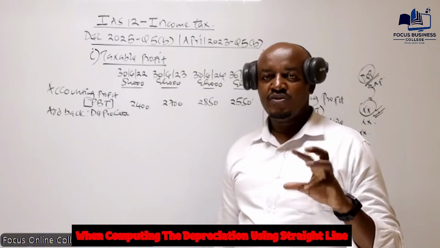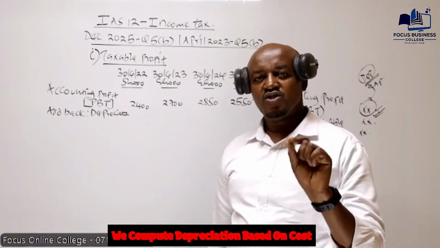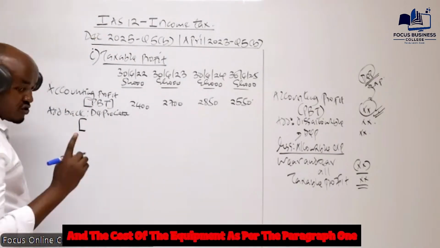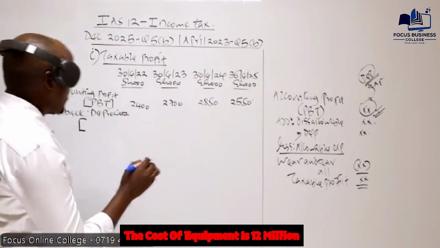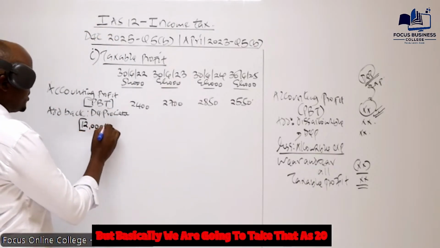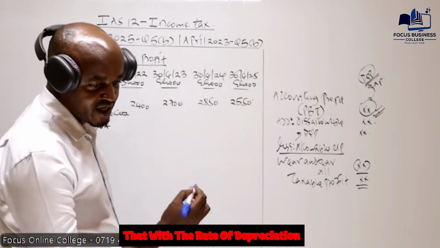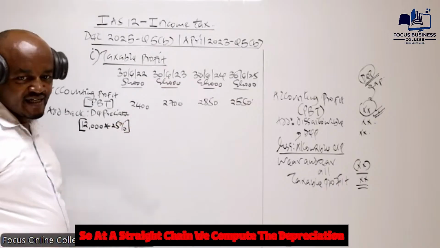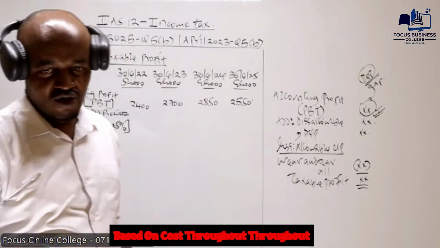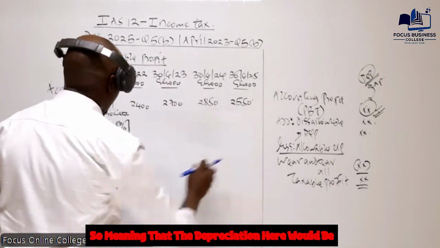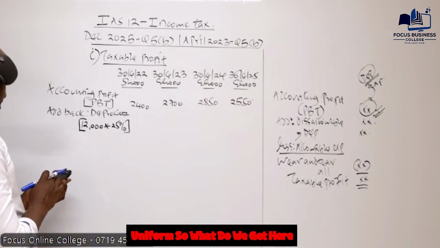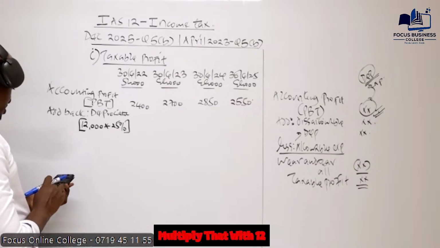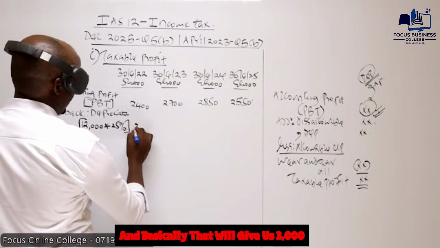Recall, when computing the depreciation using straight line, we compute depreciation based on cost. So to compute this depreciation per annum, we will take the cost of the equipment as per paragraph 1. The cost of equipment is 12 million, but basically we are going to take that as 12,000, and then you multiply that with the rate of depreciation. The rate of depreciation is 25%. At the straight line, we compute the depreciation based on cost throughout, meaning that the depreciation here will be uniform. So what do we get here? We have 0.25 multiplied by 12, and basically that will give us 3,000.